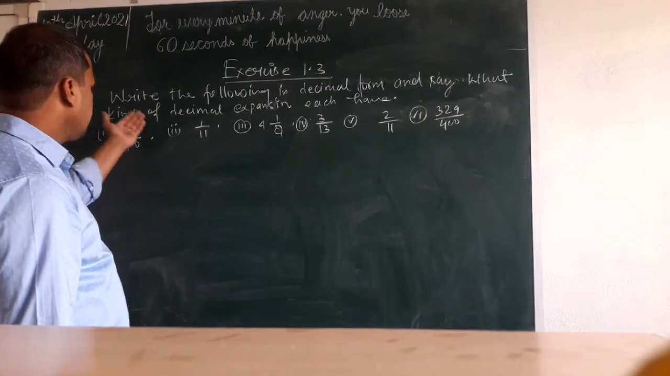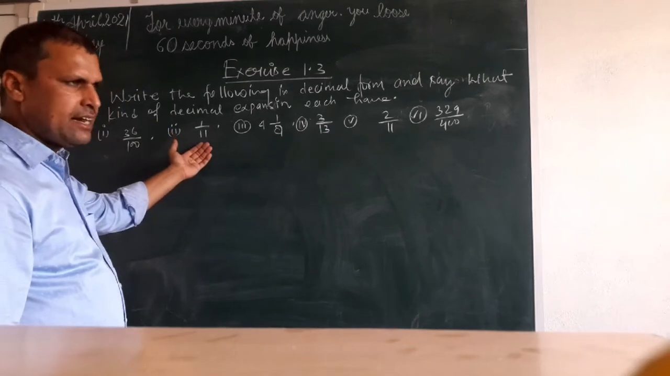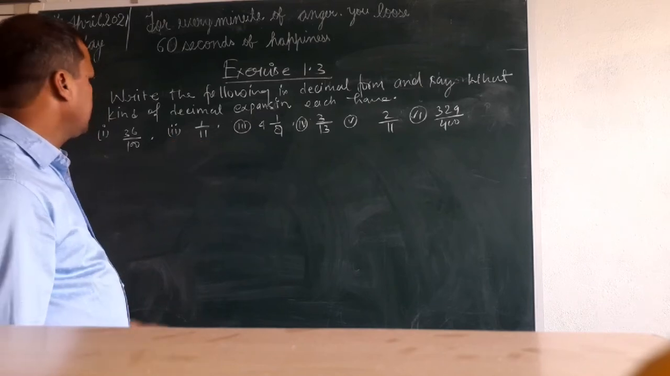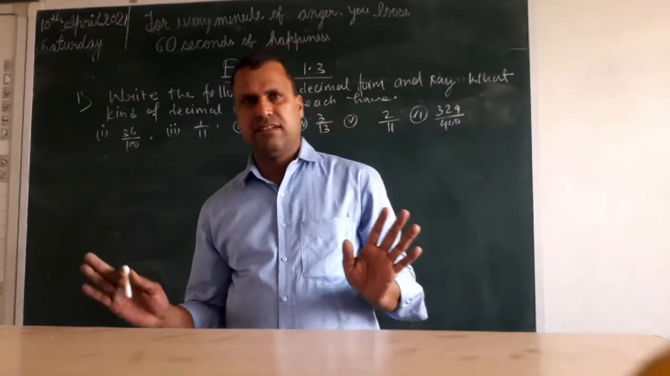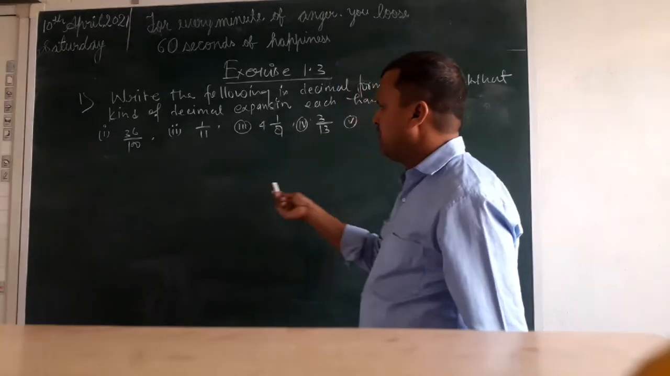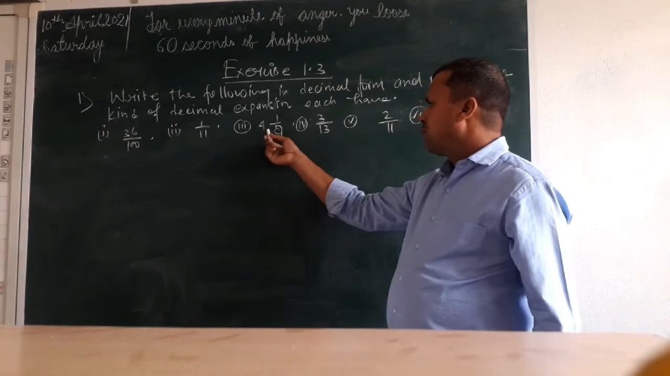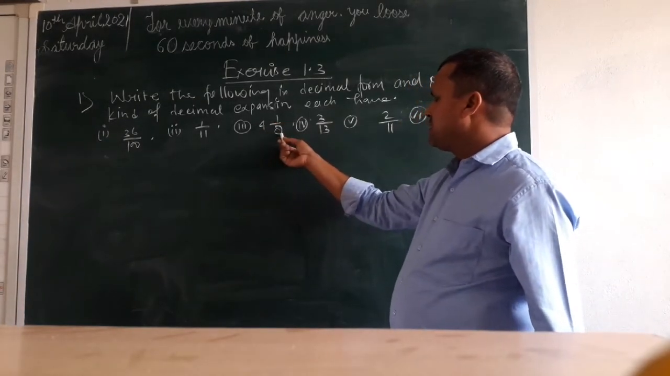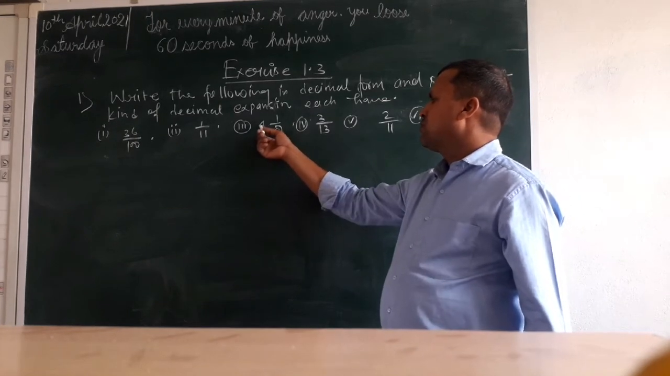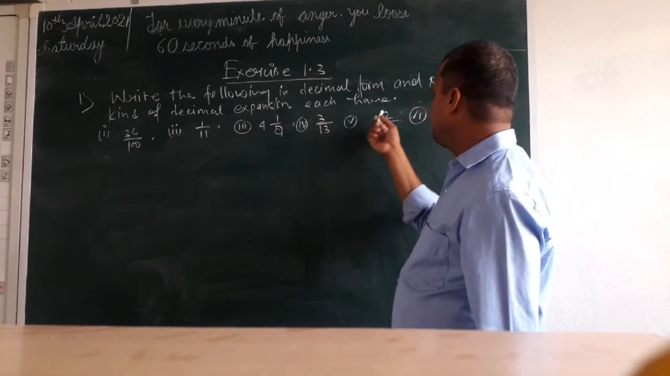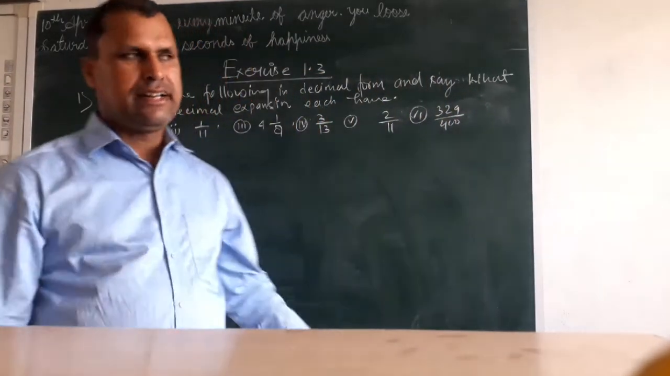Each rational number is either a terminating number, or a non-terminating or repeating number. So all the numbers in the form of p by q are rational numbers. The numbers are 36 by 100, 1 by 11, 4 and 1 by 8, which is in the form of a mixed fraction and can be written as 33 by 8, then 3 by 13, 2 by 11 and 329 by 400. All numbers are rational numbers.